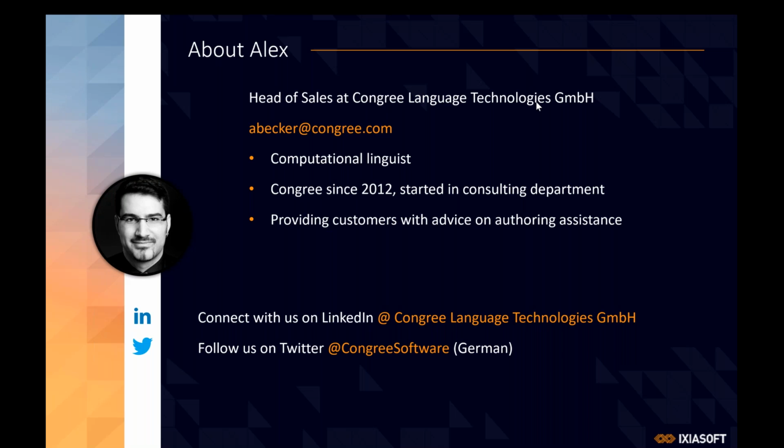Our company produces software that is able to do natural language checks, so authoring assistance. I started at Congri in the consulting department and provided support for the go-live of our software for customers, and later on moved to the sales department. So I have a lot of history within the last 8 years, especially about the topic for today: how to start authoring assistance in a company, how to implement it, and how to have a look at user acceptance.